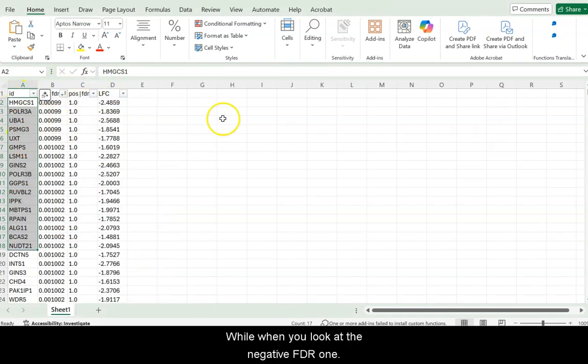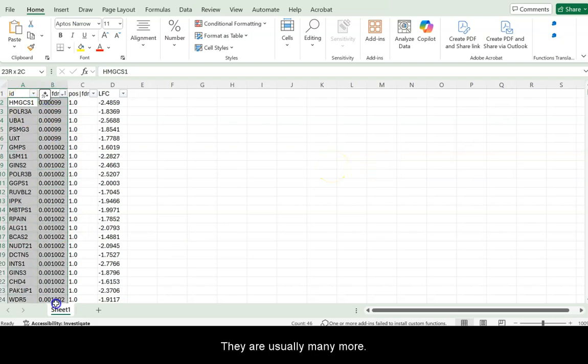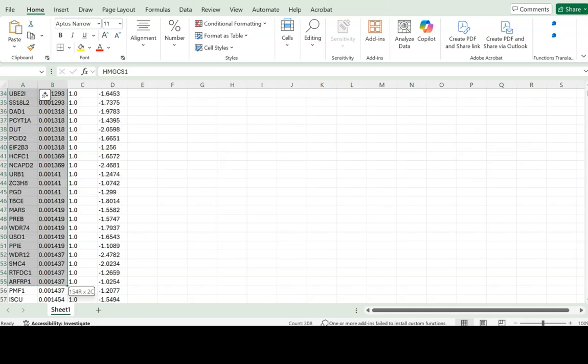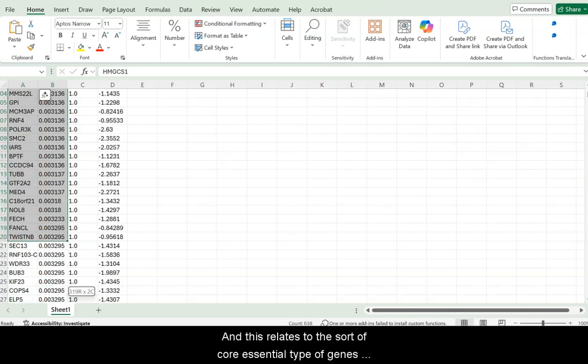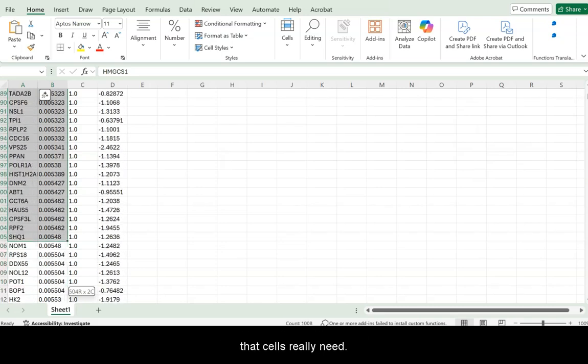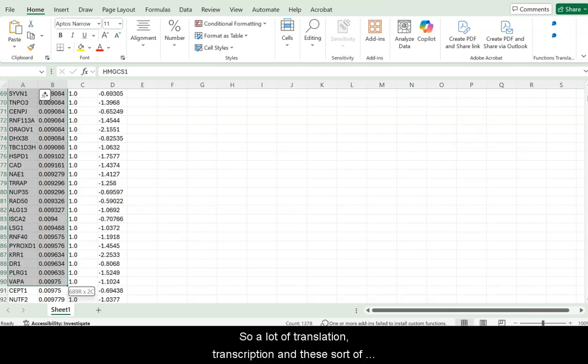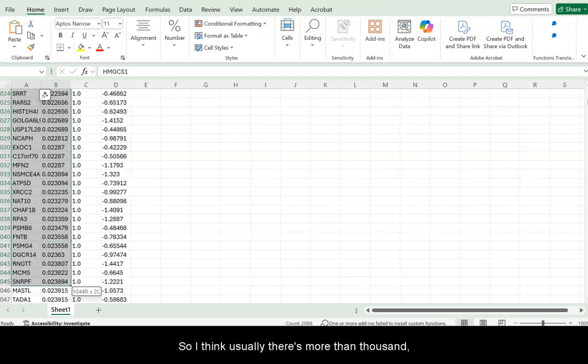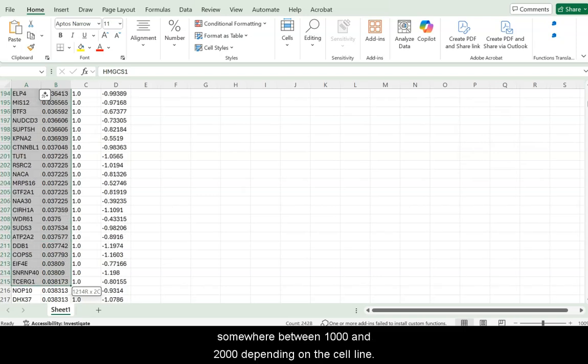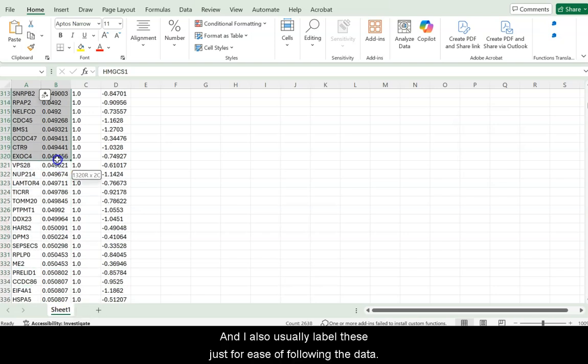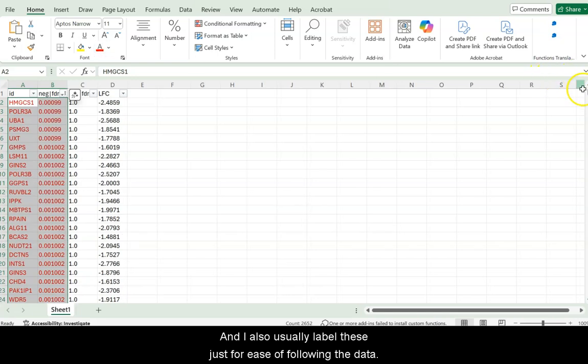While when you look at the negative FDR ones, these are genes when you knock them out, the cells don't like it. There are usually many more. This relates to the core essential genes that cells really need, a lot of translation, transcription, and these sort of things, as you'll see. I think usually there's somewhere between 1,000 and 2,000 depending on the cell line. And I also usually label these just for ease of following it.